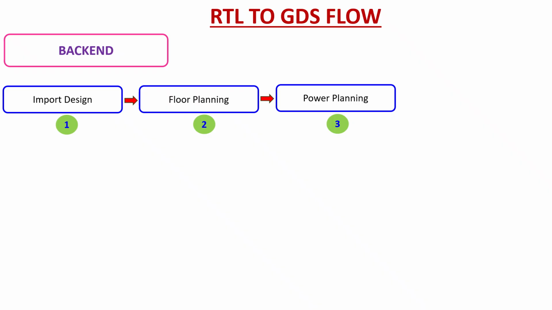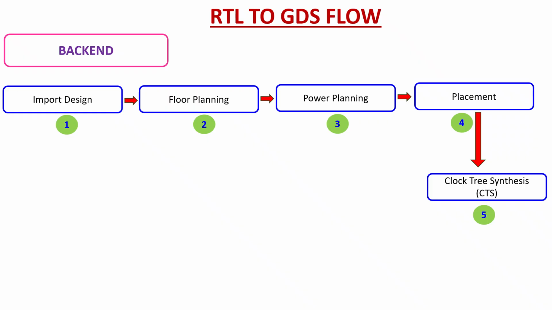The next stage is power planning. In this power planning, power distribution network is created using power rings, stripes, and mesh to deliver stable VDD and VSS across the entire chip. The next stage is placement. In the placement, millions of standard cells are arranged inside the core area in an optimized way to reduce wire length and improve timing. The next stage is clock tree synthesis, CTS.